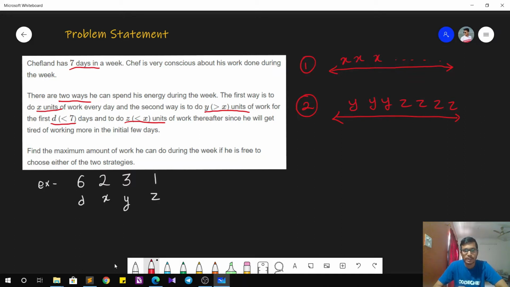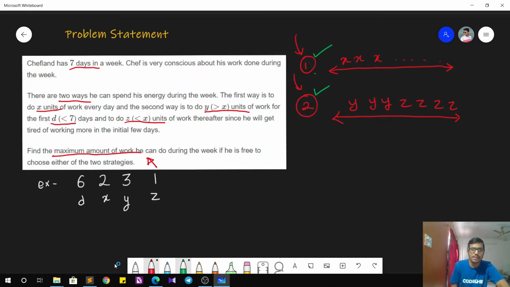Now what is the question over here? The question given is we have to find the maximum amount of work he can do during the week. So if we add these units of work, definitely we can get some number, because in the question we will be given the values of X, Y, Z and D. So using this data, we have to find the maximum amount of work he can do during the week if he is free to choose either of the two strategies. That means he can either go for strategy number 1 or strategy number 2. We have to just tell which one will give the maximum amount of work.